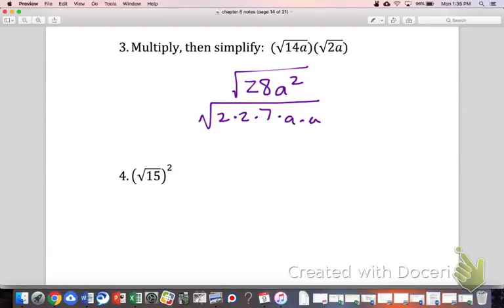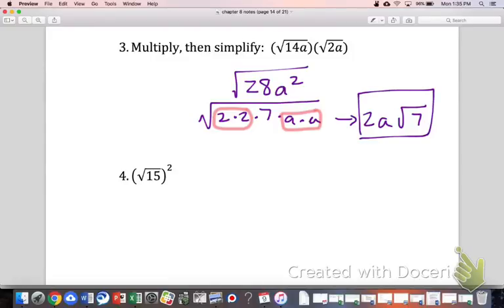So like we've been doing since basically the start of our unit, we're going to be looking for pairs of like factors. The 2's are like factors. The A's are also like factors. If you've got two 2's on the inside, it shows up as just a single 2 on the outside. Same rule with the A's. If you've got two A's on the inside of the radical, it comes out as just a single A. So it'd be 2A, and then inside the radical there was a 7 that didn't have a 7 to pair with, and so it's left inside. 2A times the square root of 7 would be your final answer there.